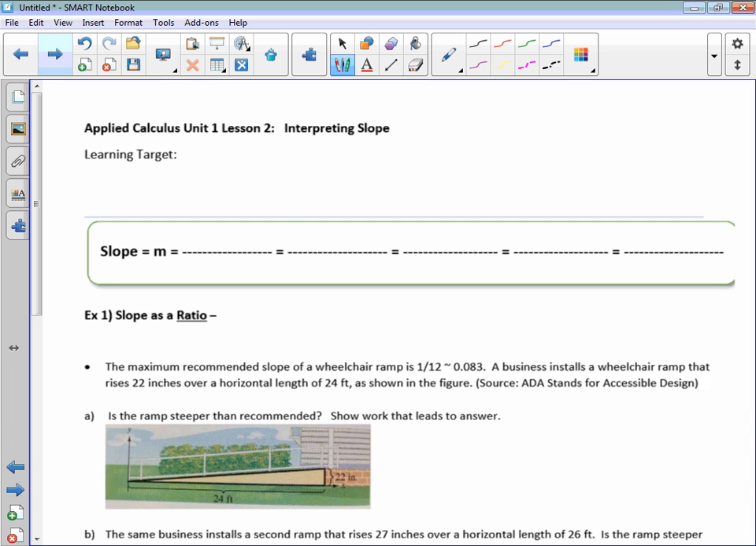All right, so we sort of have a second lesson today. We're going to talk a lot about slope in the real world. All right, so we are just going to interpret and use slope.